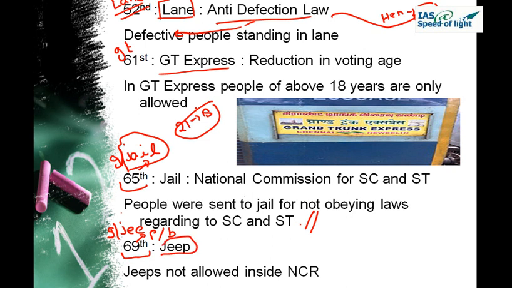So this 69th Amendment Act accorded a special status to the Union Territory of Delhi. At that time Delhi was a Union Territory, and it designated it as a National Capital Territory, that is NCT, the National Capital Territory of Delhi. This is the same act which gave a provision for the Legislative Assembly and also the Council of Ministers for Delhi. So jeeps not allowed inside NCR or the National Capital Territory of Delhi. So jeeps we are linking with the National Capital Territory of Delhi.